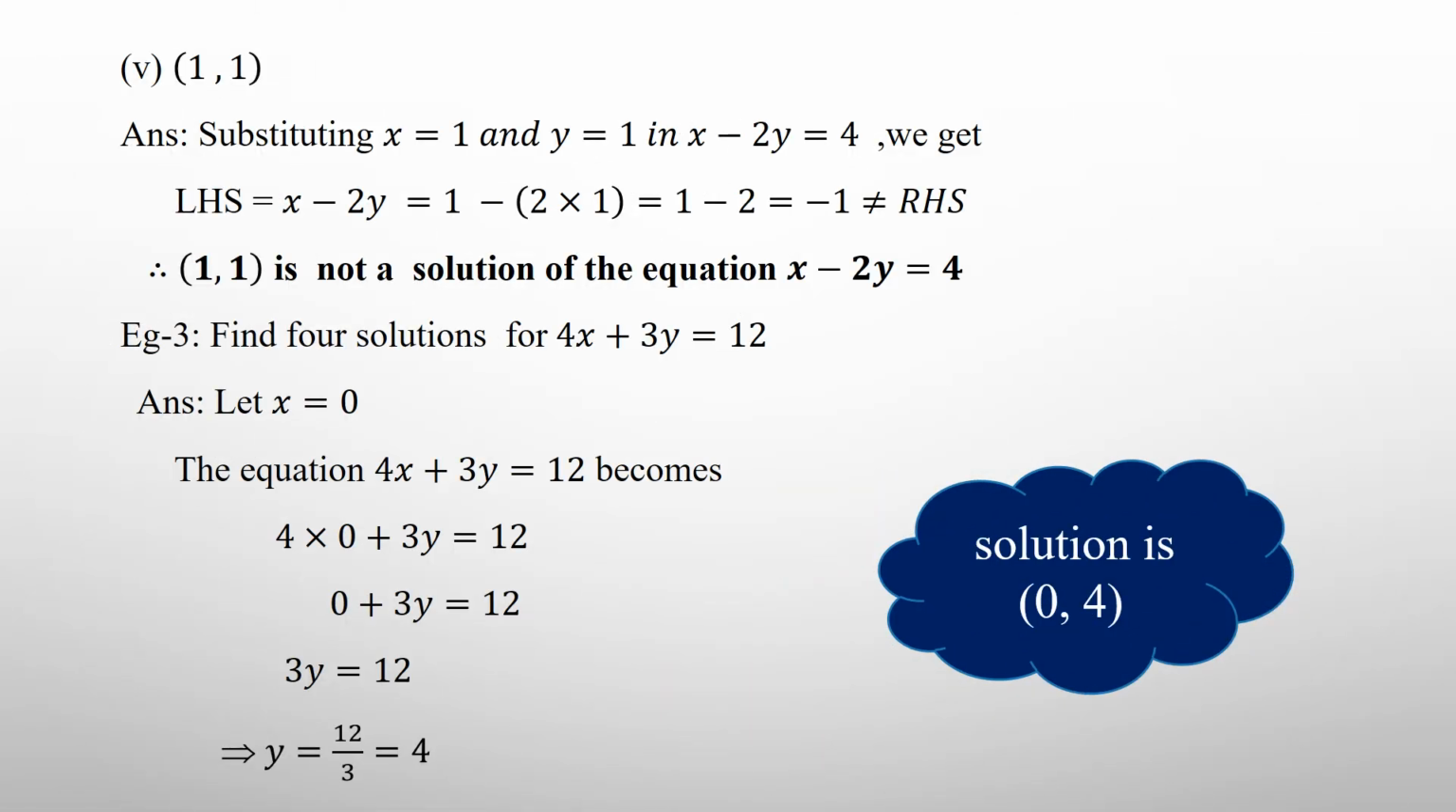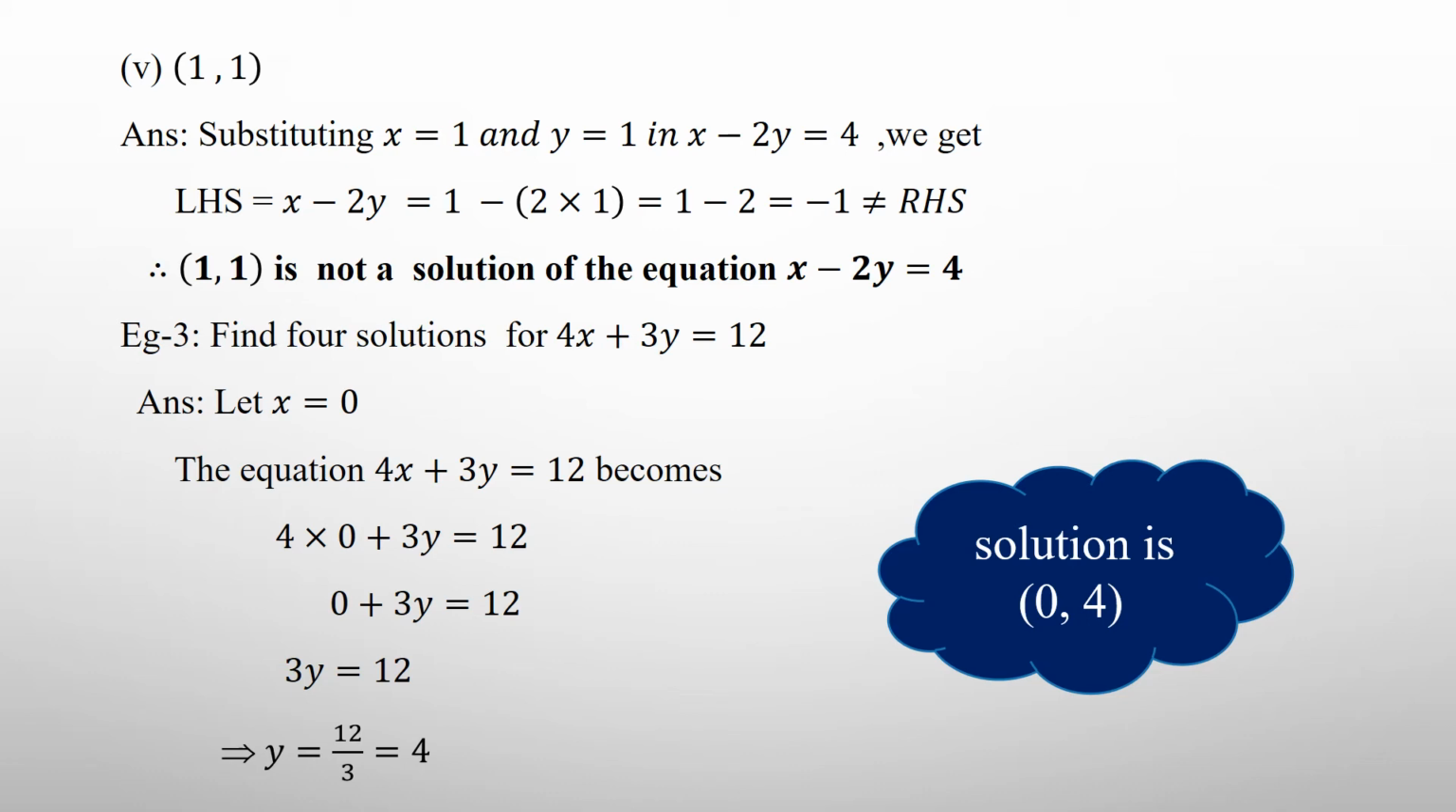In the last question, substitute x is equal to 1 and y is equal to 1 in the equation x minus 2y equal to 4. We will have our LHS as 1 minus 2 into 1, which is equal to 1 minus 2 equal to negative 1, which is not equal to the RHS. Therefore, (1, 1) is not a solution of the equation x minus 2y equal to 4. Continuing in this manner, we can obtain any number of solutions for an equation. Thus, a linear equation in two variables has infinitely many solutions.